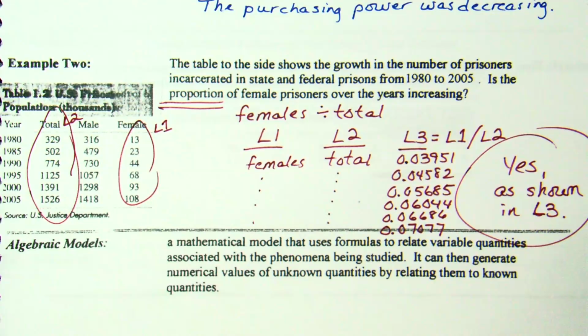So, okay. It was all numerical. It was all based on numbers, analyzing numbers. On the next page, we're going to start talking about algebraic. When you talk about algebraic, we're talking about formulas now. A mathematical model that uses formulas to relate variable quantities associated with the phenomena being studied. It can then generate numerical values of unknown quantities by relating them to known quantities. So think algebra, think formulas here.